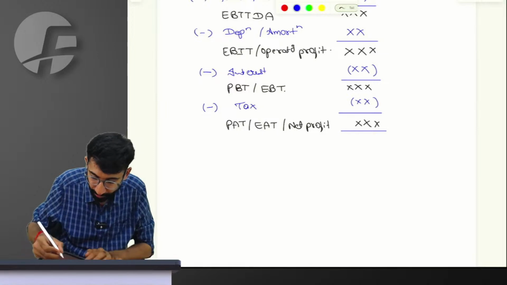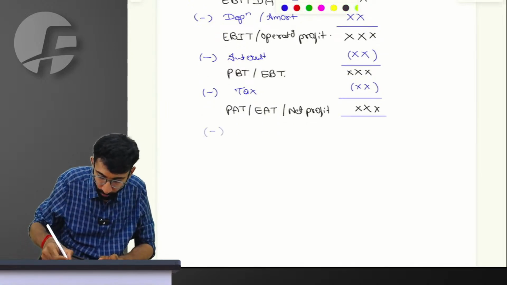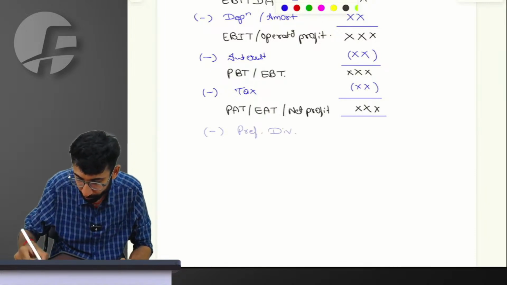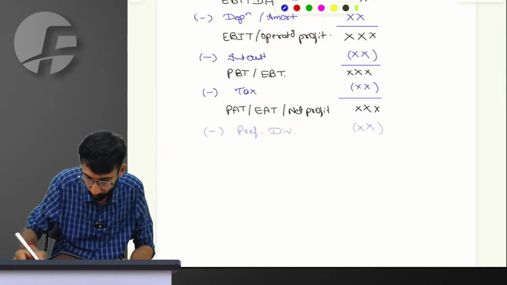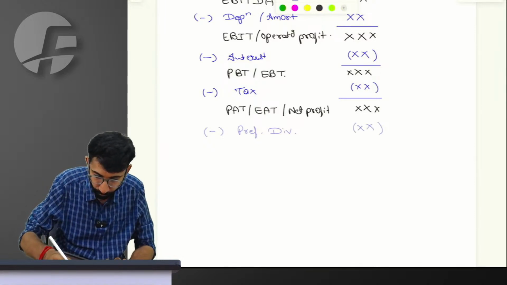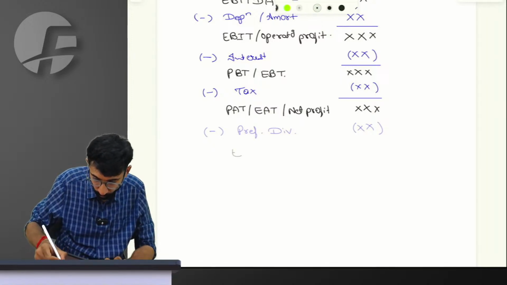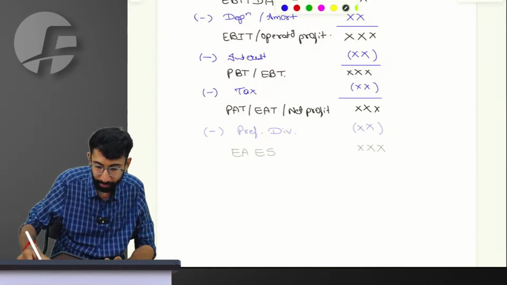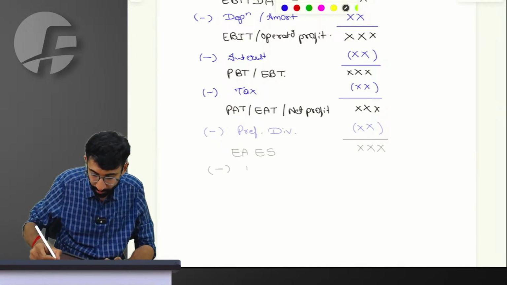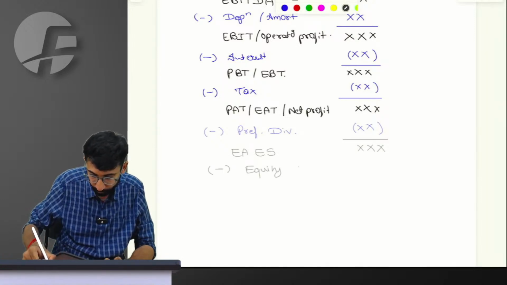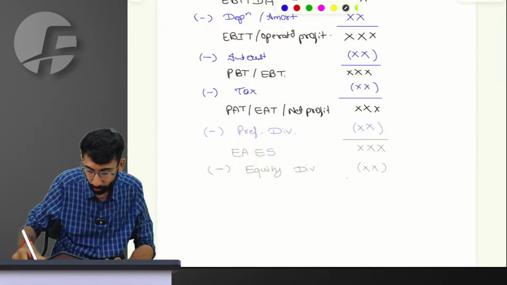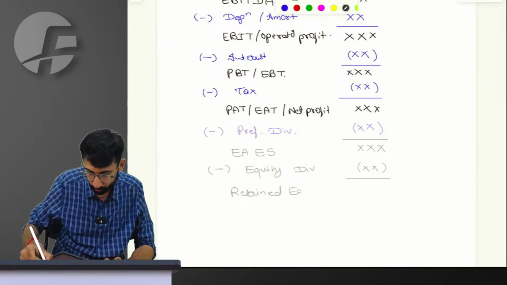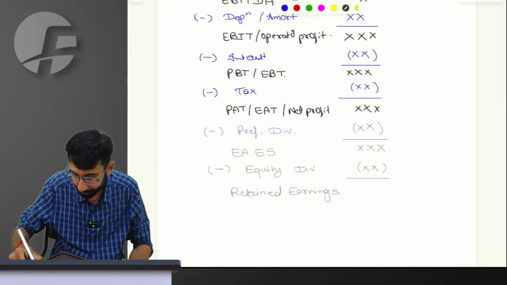After that, obviously we deduct certain things like, let me show you, which is why I'm showing you that in blurred. Preference dividend, when you deduct, what do you get? EAS. That we have already learned in the basics. From EAS, if you deduct equity dividend, what do you get? Retained earnings.